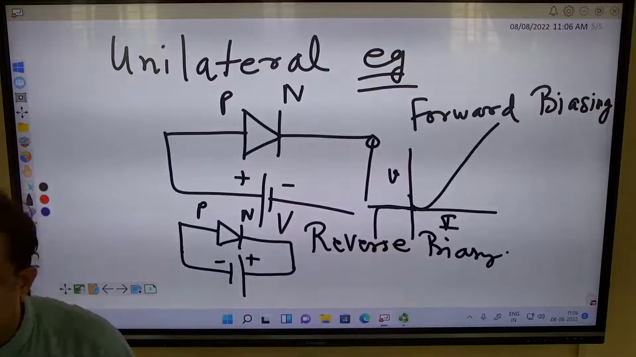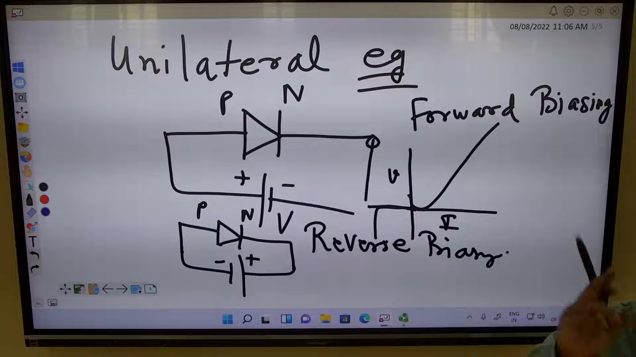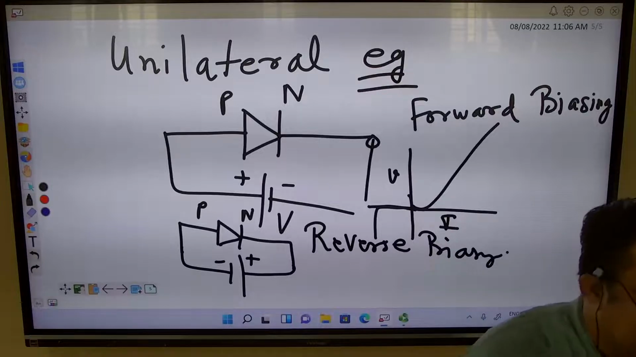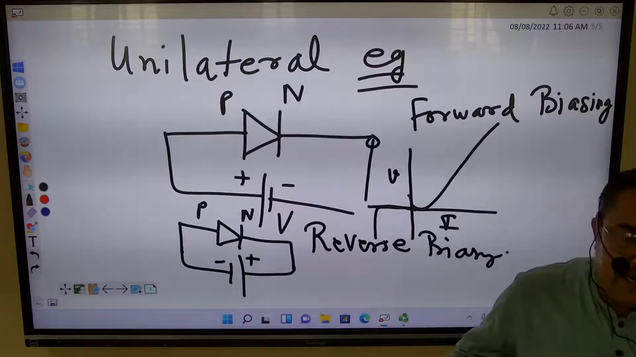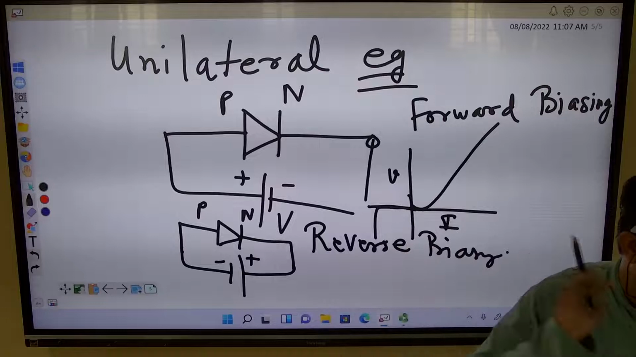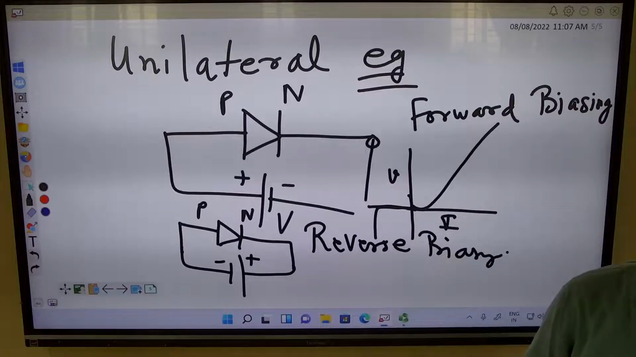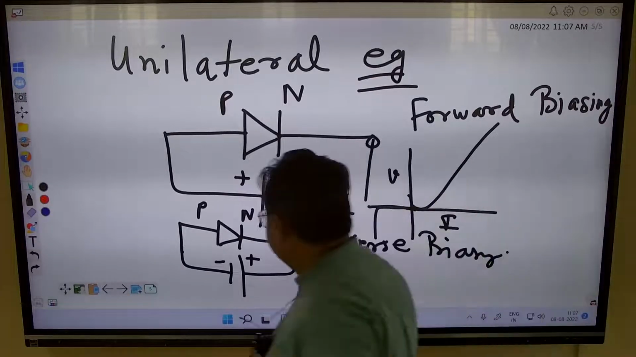Hence the diode is which type of element? Diode is a unilateral element. Is this clear or not? So we have gone through many words: unilateral, bilateral, linear, non-linear, time variant, time invariant, continuous, digital, analog and digital. Now another point is type of sources. What is the type of sources? That is very important.